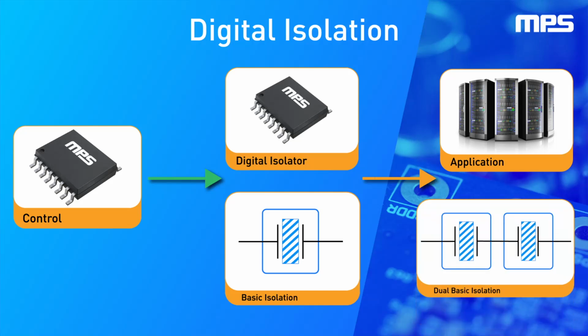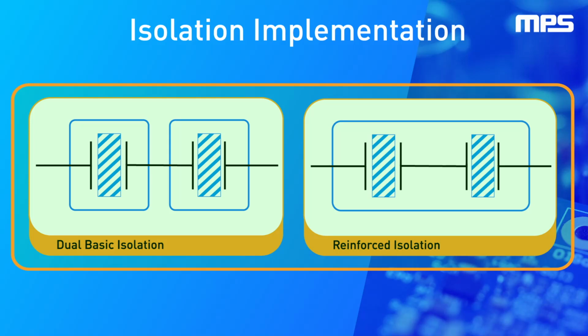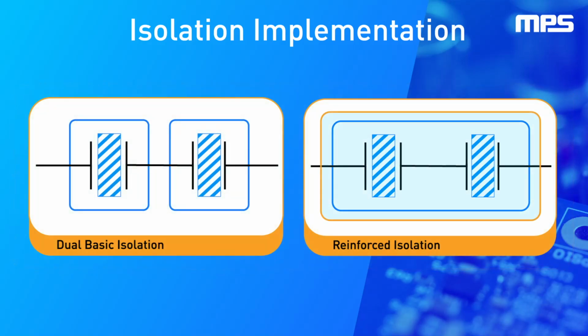Some applications use a second layer of basic isolation in case the first one goes down. Reinforced isolation is equivalent to dual basic isolation, and is implemented by strengthening the isolation barrier to decrease the chances of the barrier breaking compared to basic isolation. Isolation can be implemented in 3 different ways.